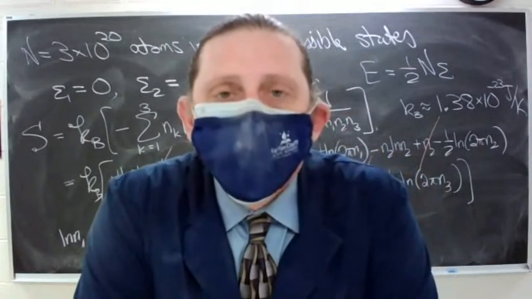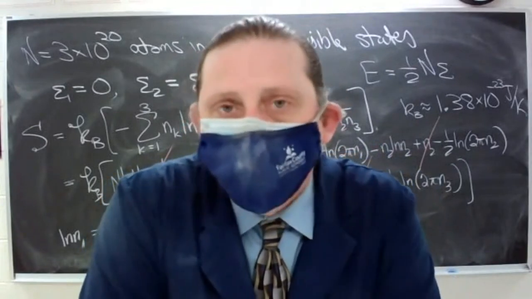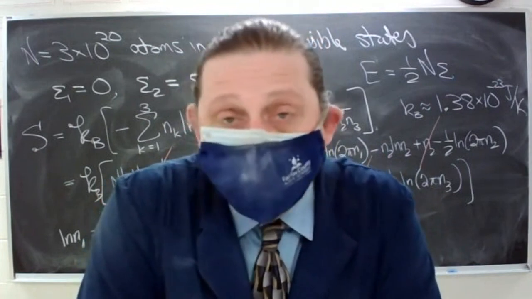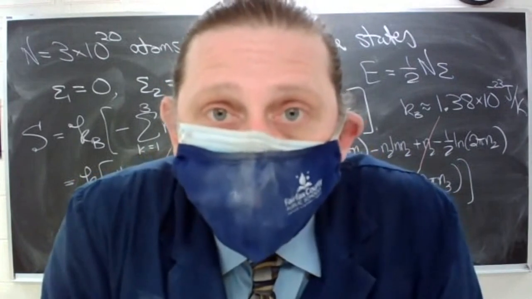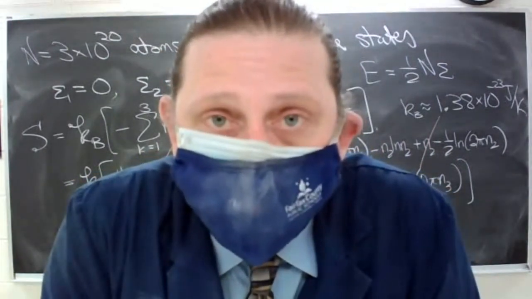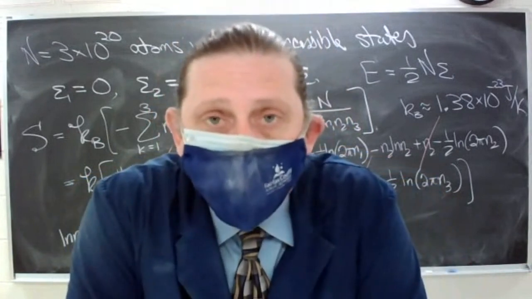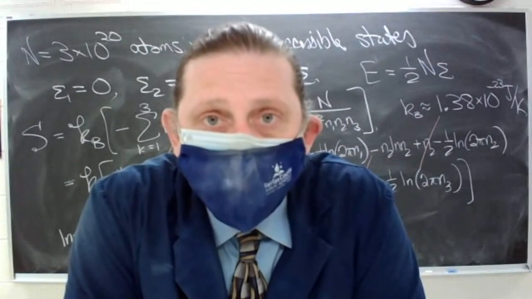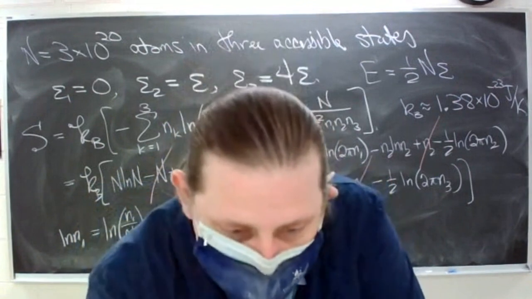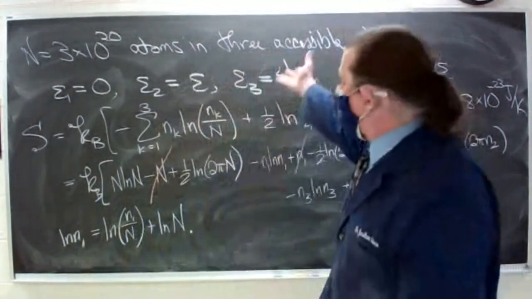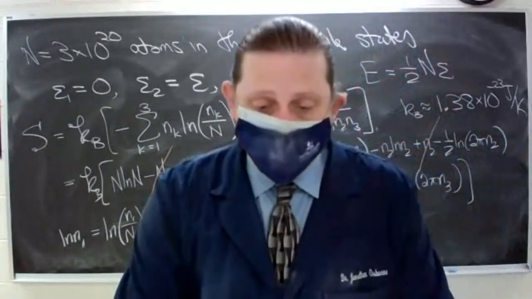Some of the problems may cause you to think that you need to keep 15 or 18 digits. You do not need to keep 15 or 18 digits. Your answers should not be given to more than at most 4 digits. Okay? But at any rate, we can actually use this to calculate the entropy for various configurations.